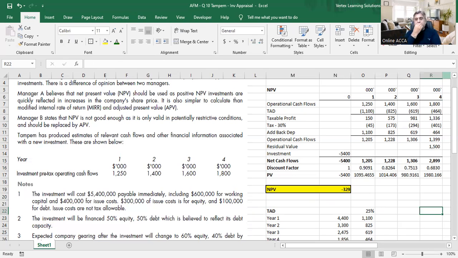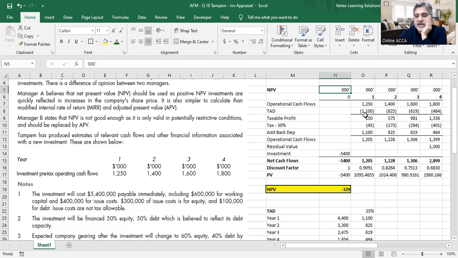And if I consider the NPV method, this is 329,000 negative because there are 3 zeros on the top. So it is 329,000 negative NPV. Project should be abandoned based on NPV. But then manager B comes in, and manager B says that we should be taking a different approach.